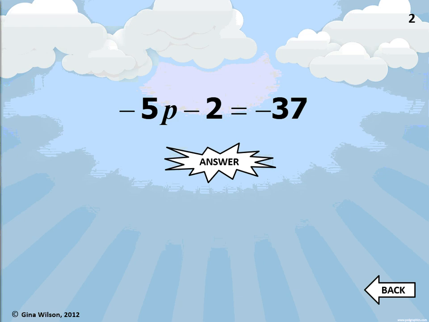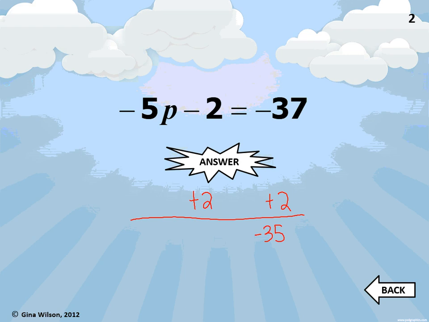Negative 5p minus 2 is equal to negative 37. First step here is to get rid of this minus 2. So we're going to add 2 to both sides. So negative 37 plus 2. Negative 37 plus 2 is negative 35.